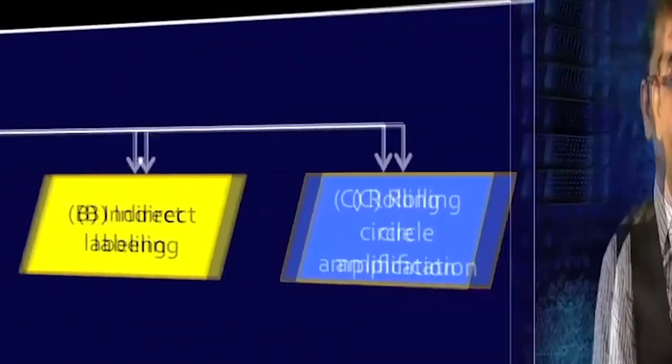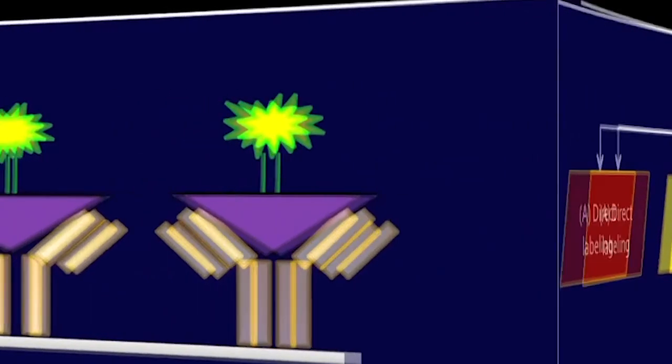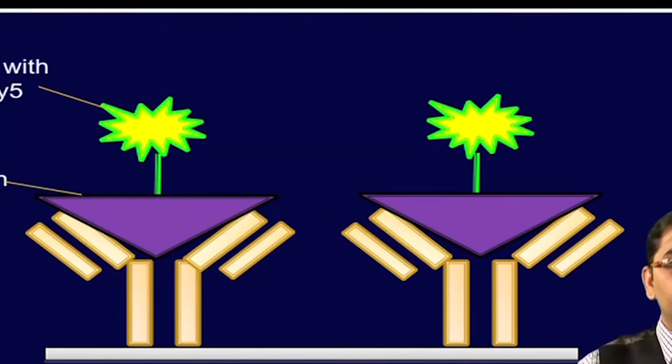Different types of fluorescent labeling methods have been employed for protein microarray based applications, which include direct labeling, indirect labeling, and rolling circle amplification. I'll talk about these three methods in detail. Let us first talk about the direct labeling method. In direct labeling, the target protein is labeled directly with a fluorophore. Commonly used fluorophores include Cy3 or Cy5. The labeled protein is captured by the immobilized antibody on the microarray surface.